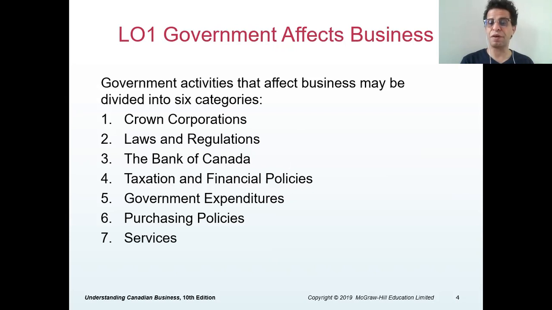Now, government affects business. That's definitely clear, and we're fully aware of it everywhere. Government activity that affects businesses may be divided into 6 categories. Some governments try to have less effect, and some have an extreme effect. There are different types of government. But the Canadian government affects businesses through crown corporations, laws and regulations, the Bank of Canada, taxation and financial policies, government expenditures, purchasing policies, and the services that they also provide.